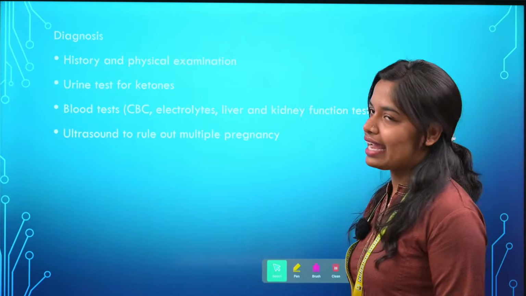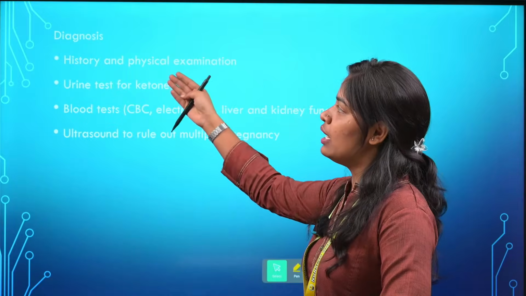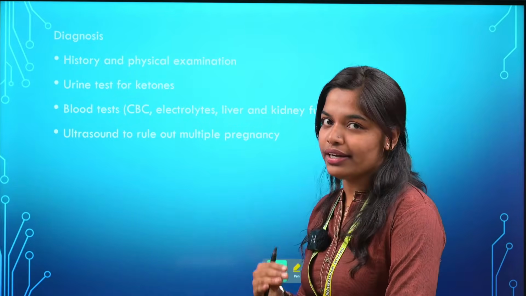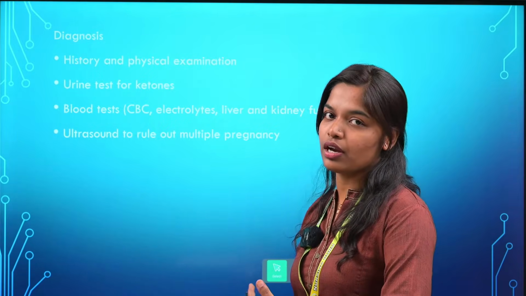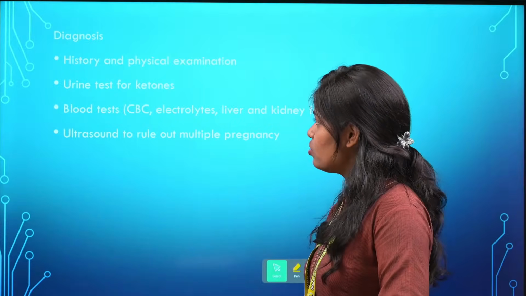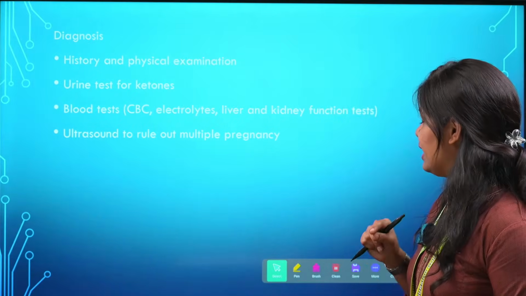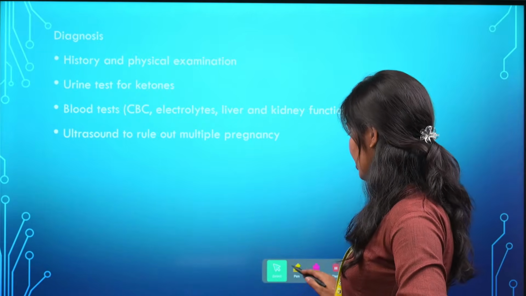Next is diagnosis. How are we going to diagnose hyperemesis gravidarum? By using history collection and physical examination, a urine test for ketones and also a blood test. In the blood test, we are going to do the complete blood count and the electrolytes, and also the liver and kidney function tests, and an ultrasound to find out about multiple pregnancy.